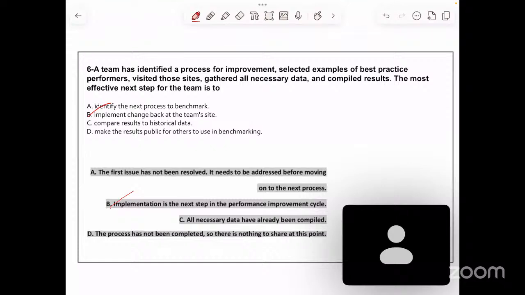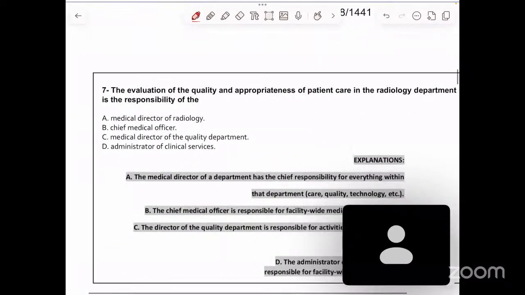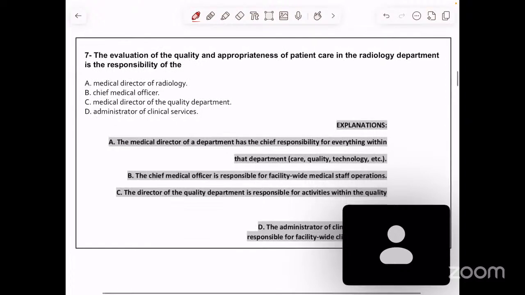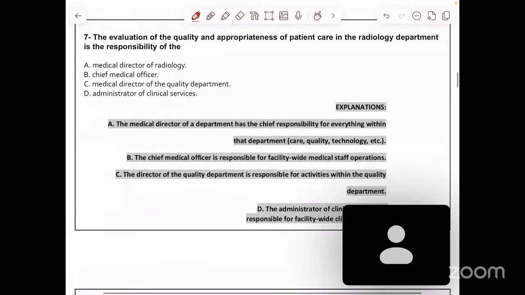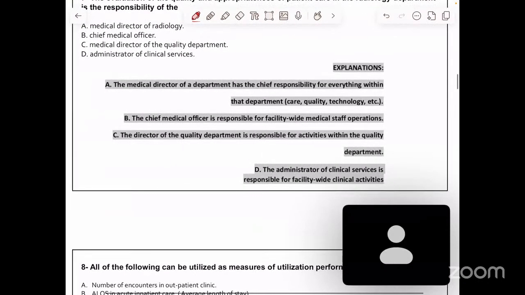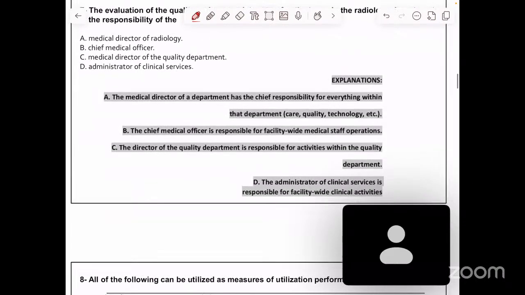Okay. Next, number 7, the evaluation of the quality and appropriateness of patient care in the radiology department is the responsibility of, okay, who? A, medical director of radiology. B, chief medical officer. C, medical director of the quality department. D, administrator of clinical services. Yes, it's the medical director of radiology.